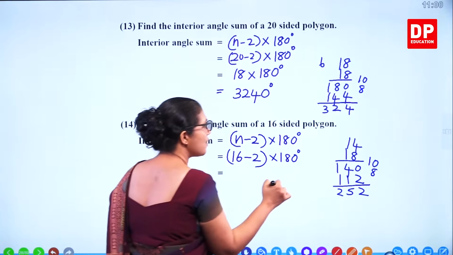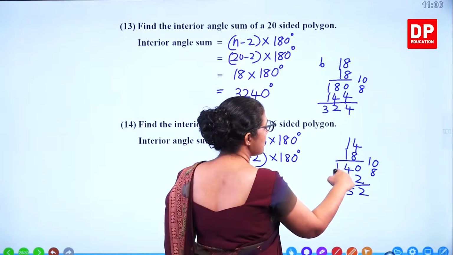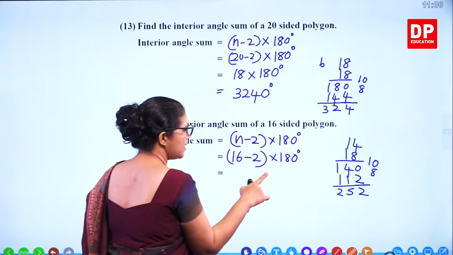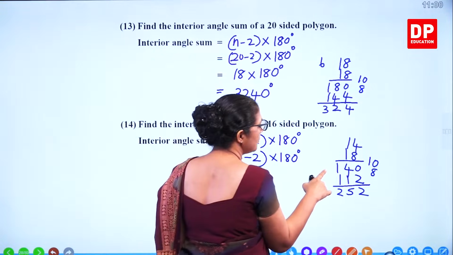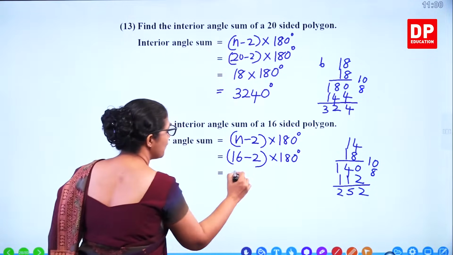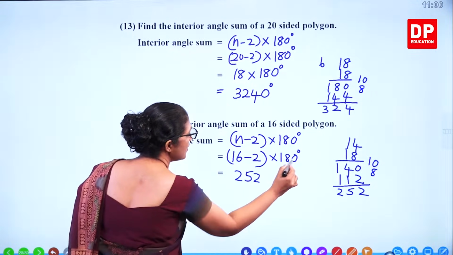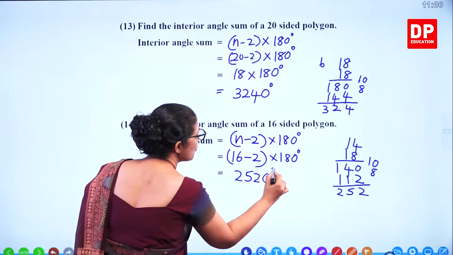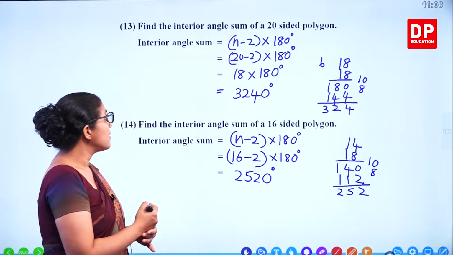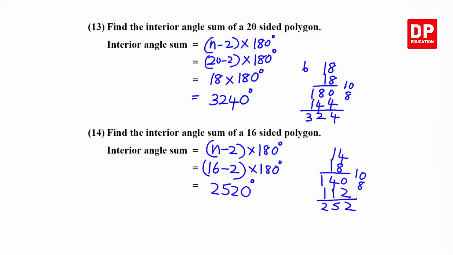So you get 252. Again, multiplied by 10 and 8, 32. And 8 times 1, 8 plus 3, 11. So you get 252 and put a 0. 2520 degrees is the angle sum of a 16-sided polygon.